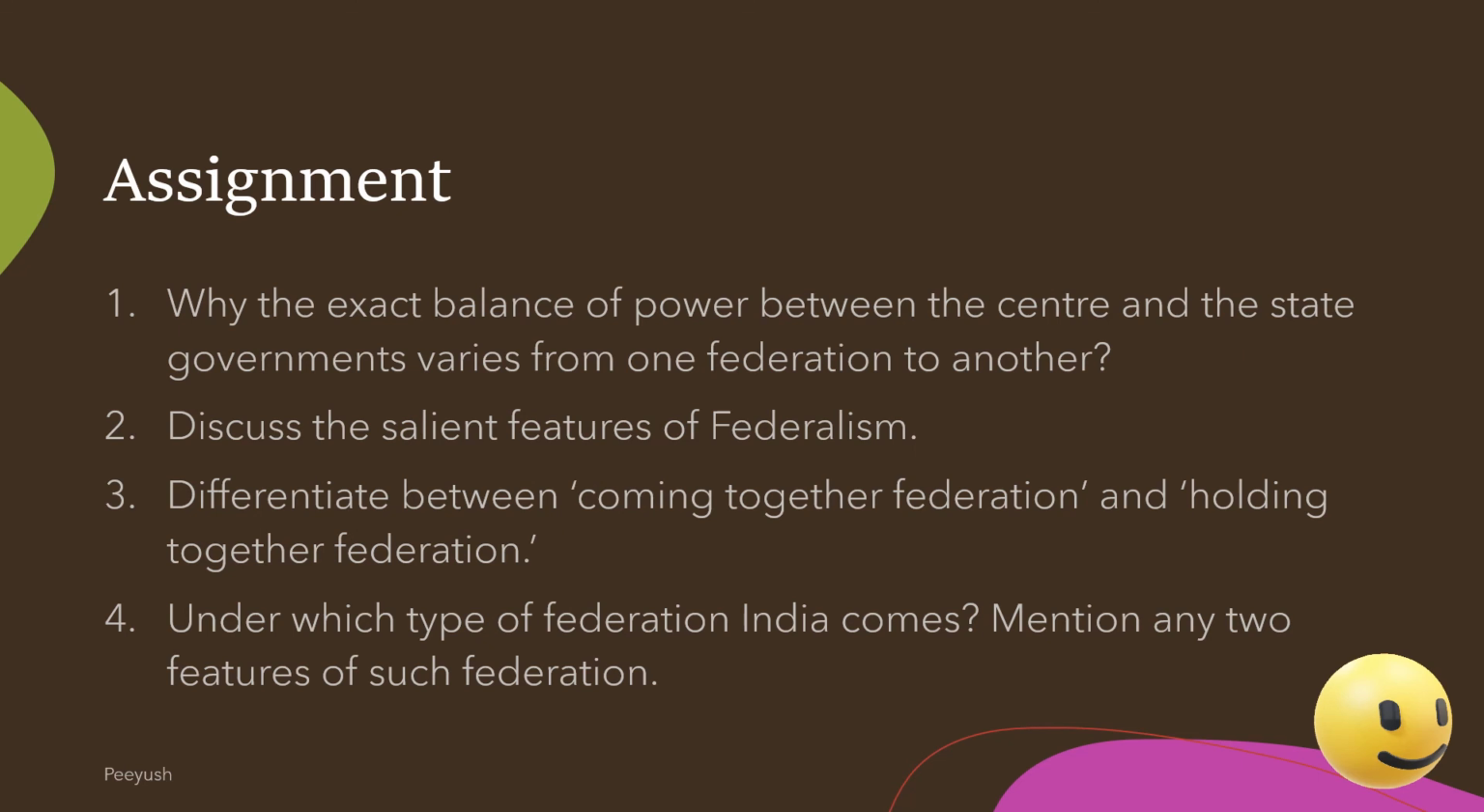As we are already done with the video session, these are the assignments based on the lesson that we have discussed. Why does the exact balance of power between the center and the state government vary from one federation to another? We have already discussed the balance of power. You need to write 3 points related to that. Discuss the salient features of federalism, all the features you need to mention, and based on the question, differentiate between coming together federation and holding together federation.